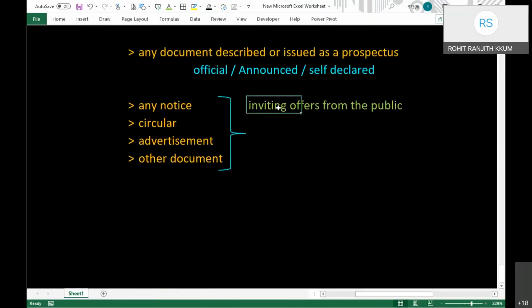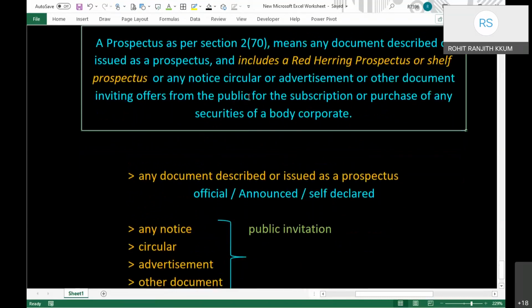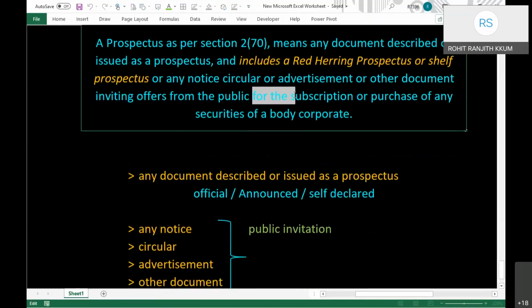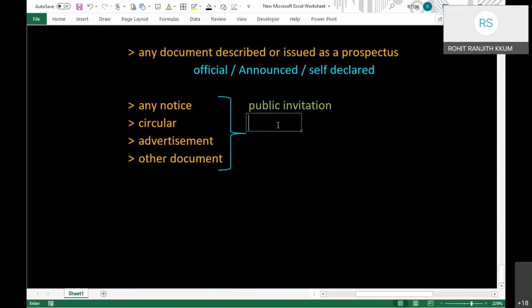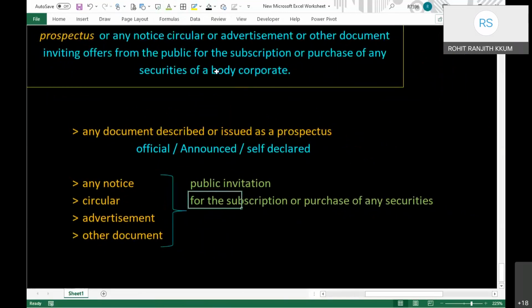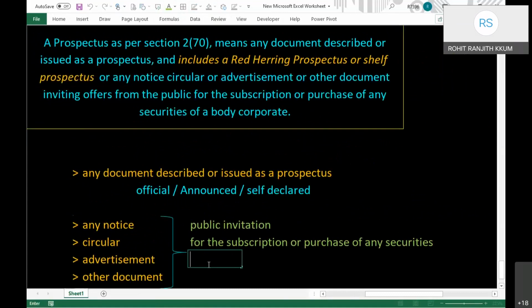So what do you mean by this? If I write this in one sentence, it must contain a public invitation. Public invitation regarding what? It is written for the subscription or purchase of any security. That is the second condition. And the last one, what is written: of a body corporate.